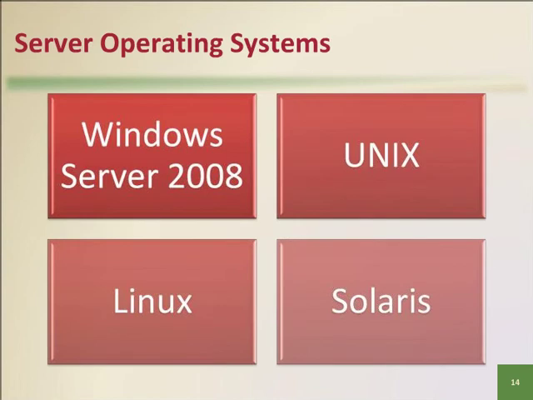The second category of operating systems is the server operating system. A server operating system typically resides on the server, and client computers on the network rely on the server for resources.